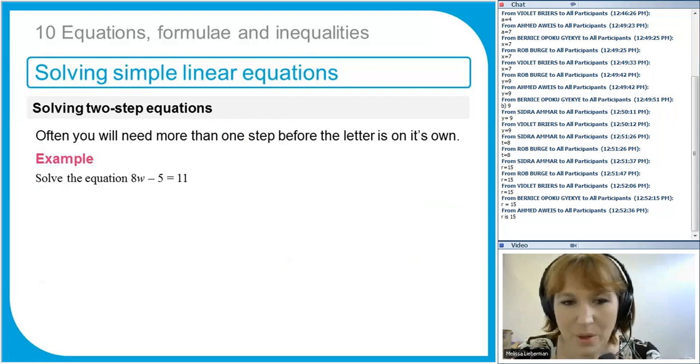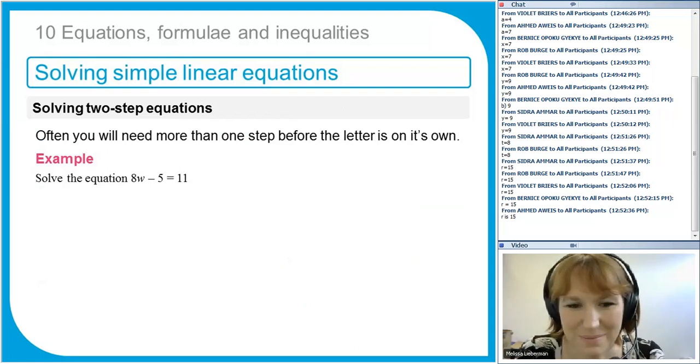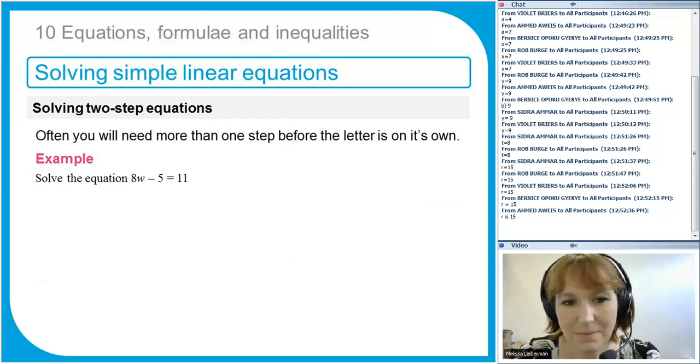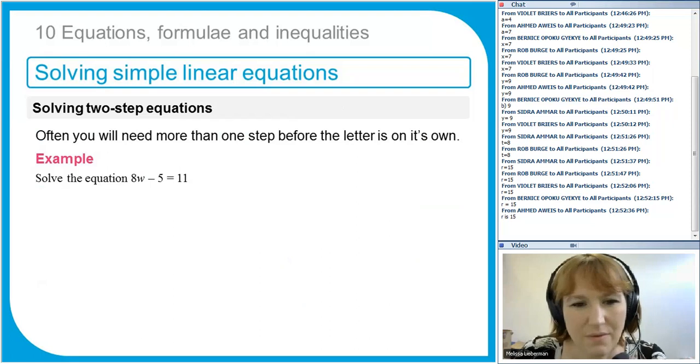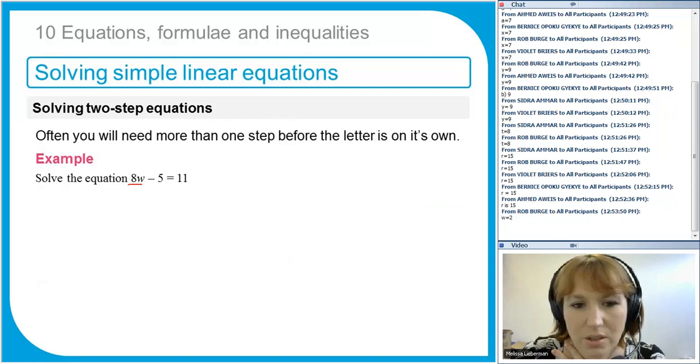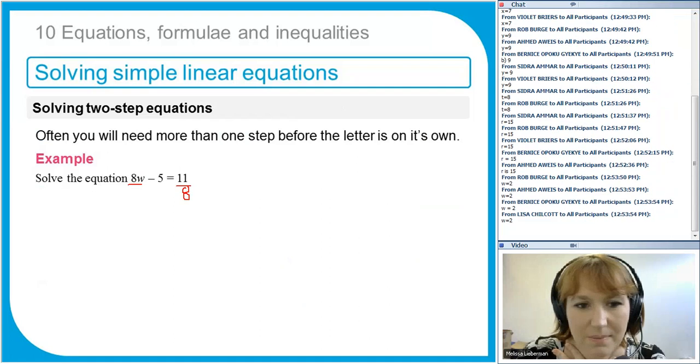Now, here's a two-step equation. By two-step, I just mean that I've multiplied the letter by something and I've taken something away, so we'll need to do more than one step to get the answer. So how do I sort this out? Now I can see that I've got 8w here. So maybe I could divide everything by 8. That wouldn't quite work though. I mean, I could divide this by 8, and I could divide this by 8.